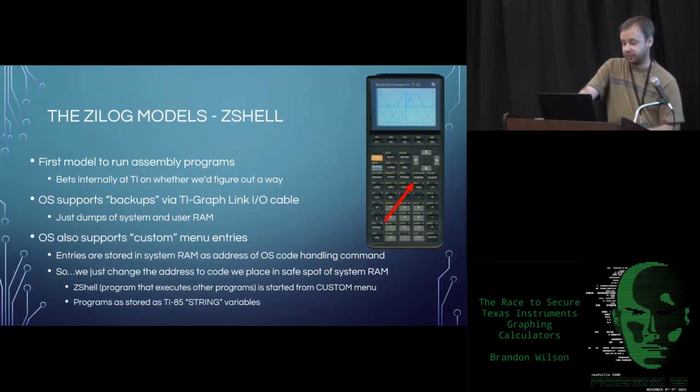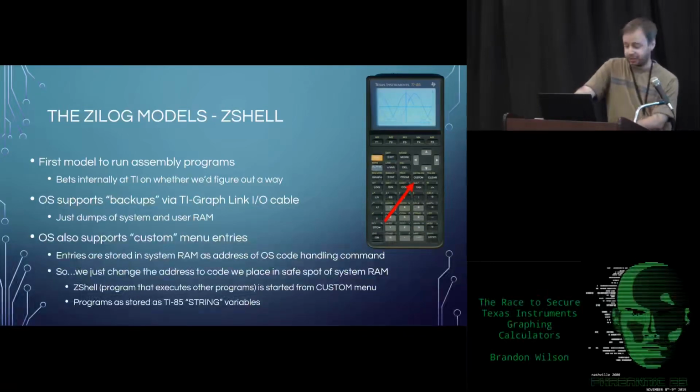Now, the first model capable of running native assembly programs was the TI-85, which is a very old model that you don't see a lot of these days. Rumor has it that TI employees actually had a bet as to whether we'd figure out a way to run native assembly programs. And it turns out that was a safe bet because the community did figure out a way. And it was through something called Z-Shell.